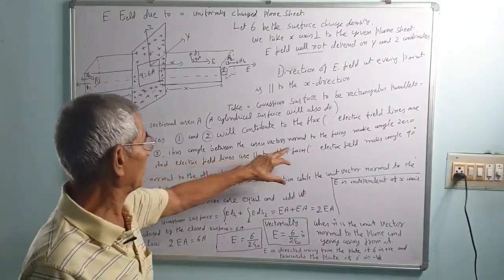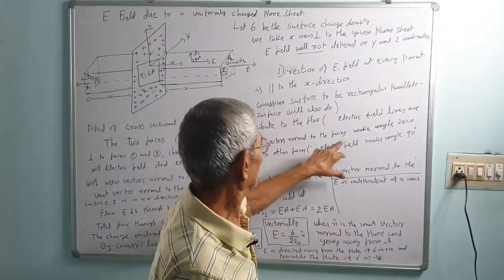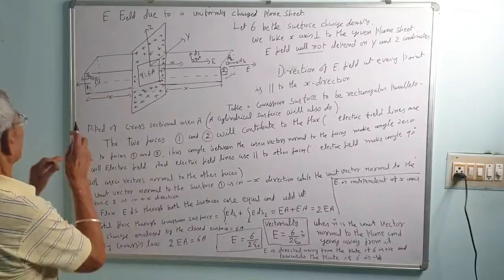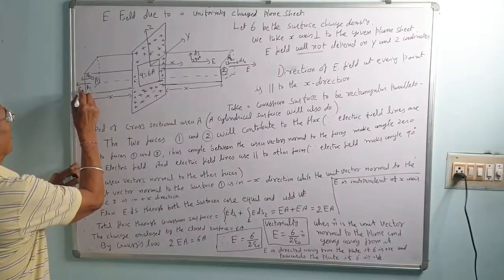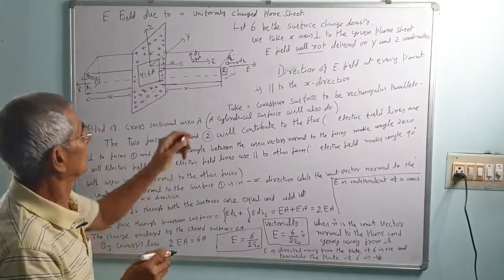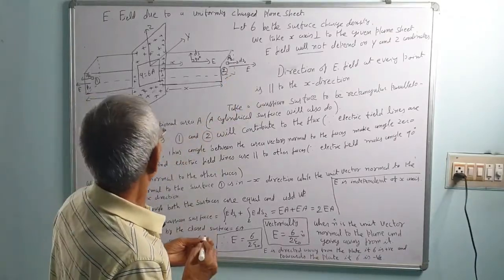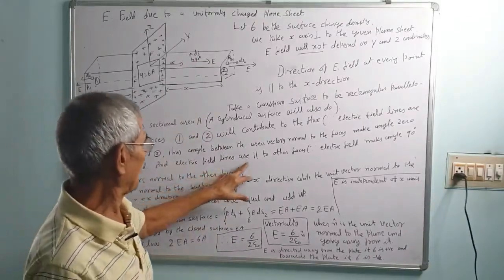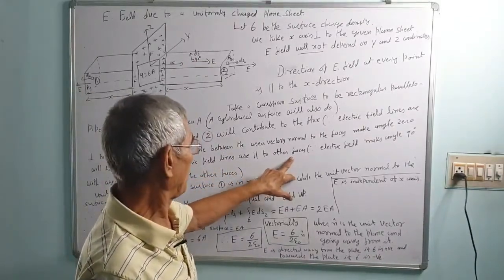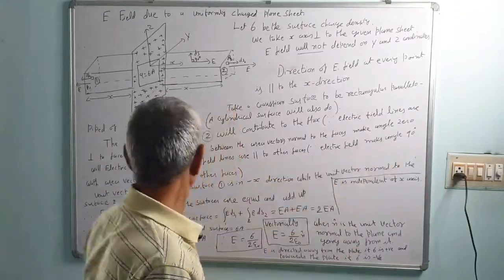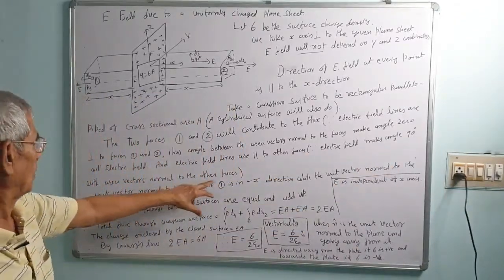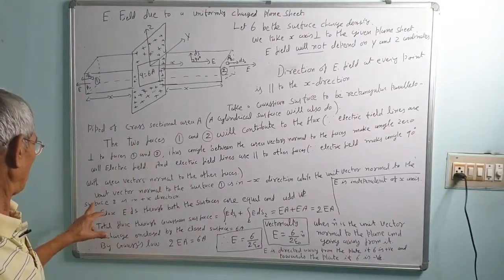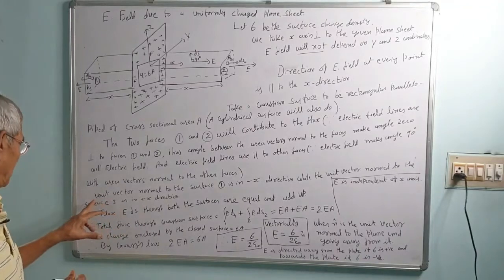Thus, the angle between the E field and the area vector is 0; both are parallel. So theta is 0. For the other faces, theta is 90, so they won't contribute, because the electric field lines are parallel to the other faces. Therefore, the electric field makes an angle of 90 degrees with the area vectors normal to the other faces, and the electric flux will be 0 for the other faces.